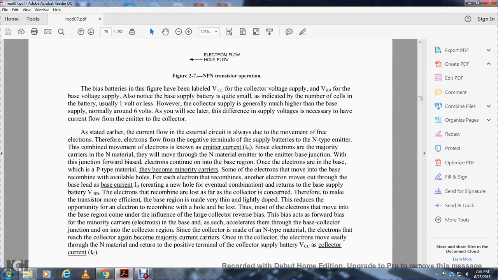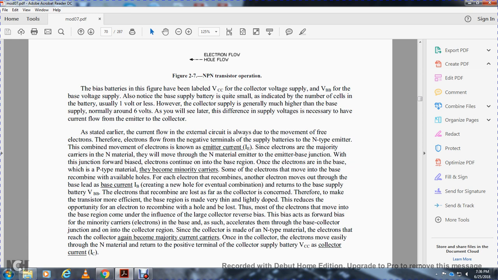As stated earlier, current flow in the external circuit is always due to the movement of electrons. Therefore, electrons flow from the negative terminal of the supply battery to the negative-type emitter, combining with the movement of electrons known as the emitter current, or IE. Electrons are the majority carriers in the negative material. In the emitter-base junction, which is forward biased, the electrons continue into the base region.